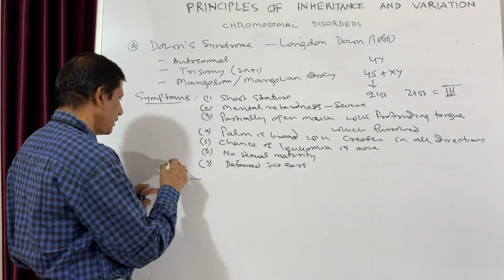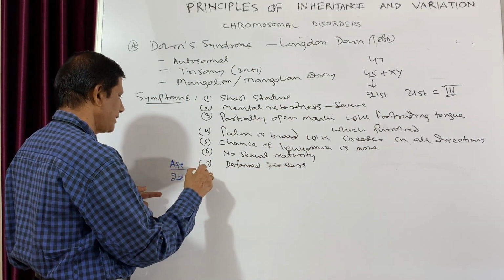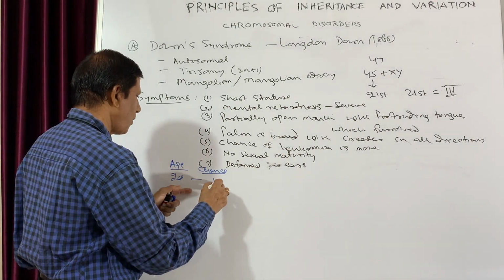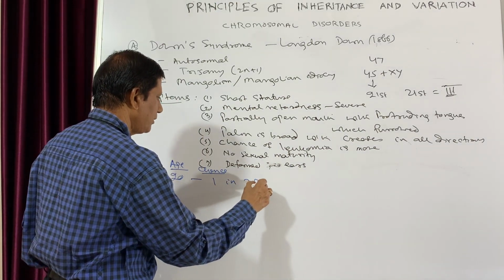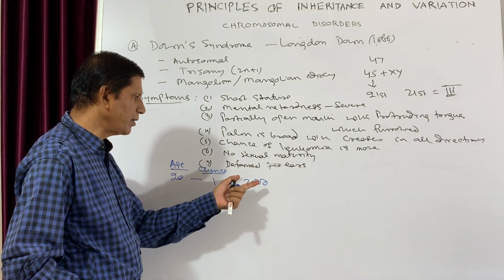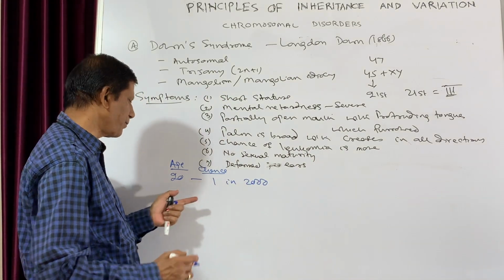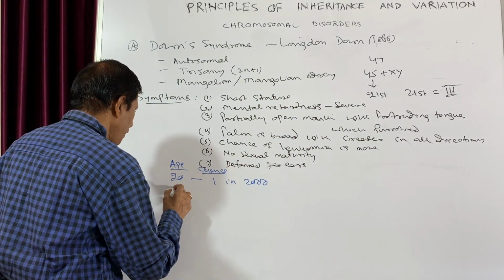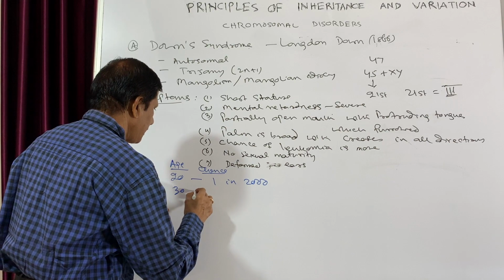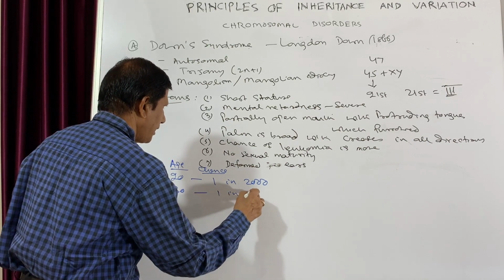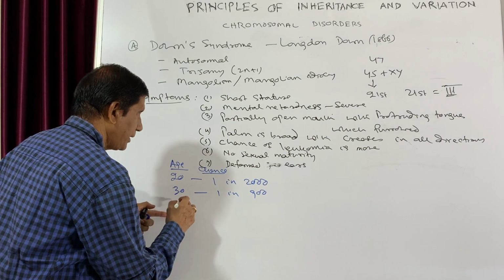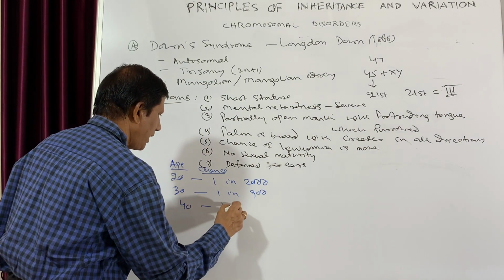Then this is age and this is chance. So the chance is 1 in 2000. Then the chance is very less. In 2000 births, only one chance is there. But when the age is 30, then the chance is 1 in 900. When the age is 40, the chance is 1 in 100.